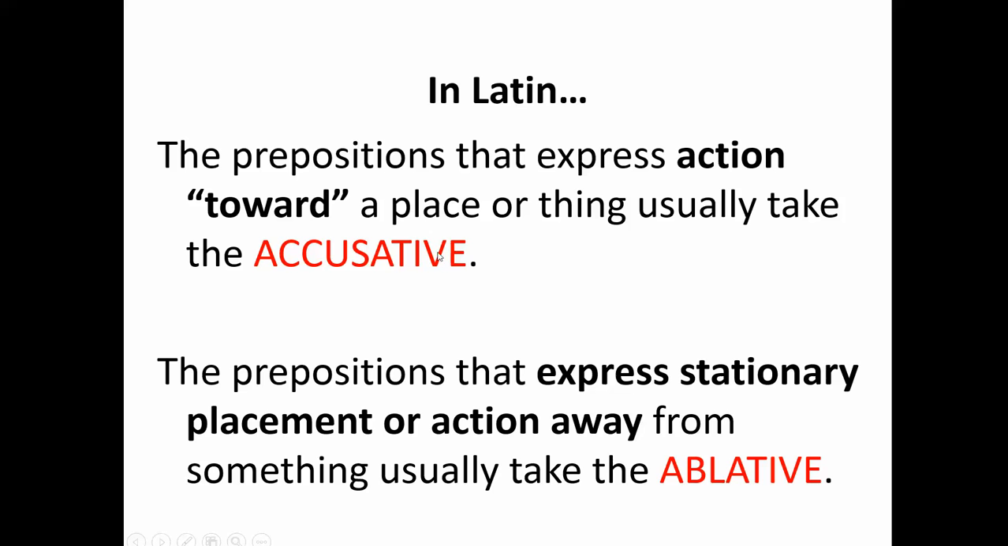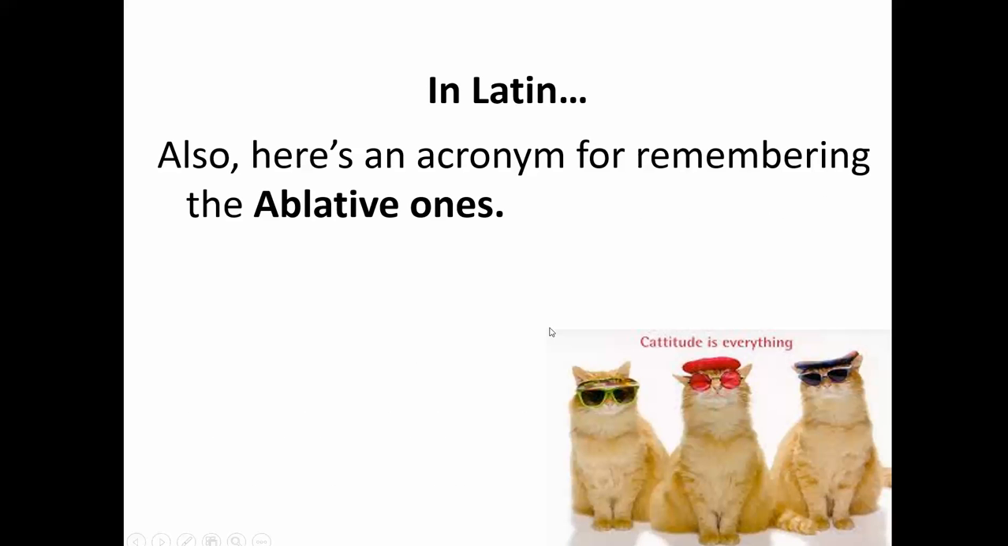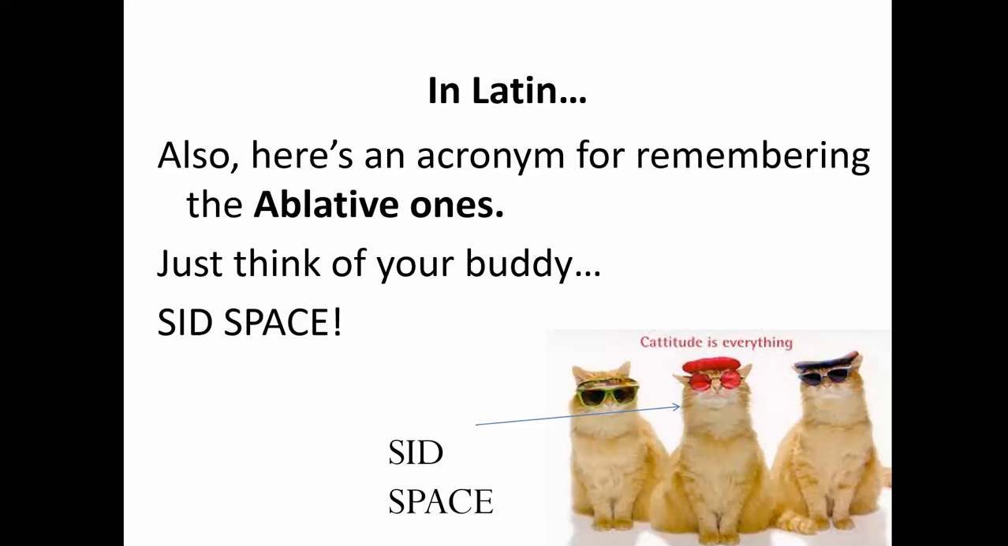One way to think about this that often works is that prepositions that express action going toward a place or thing, so forward motion, are usually accusative. And prepositions that express stationary placement or action away from something are usually ablative. But there is an easier way. I'm going to give you an acronym for remembering the ablative prepositions that we have, and that's SID SPACE. Sounds like a cool cat's kind of name, you know?